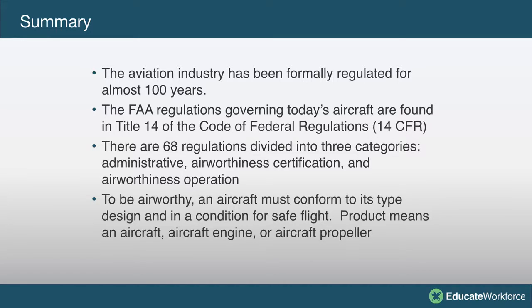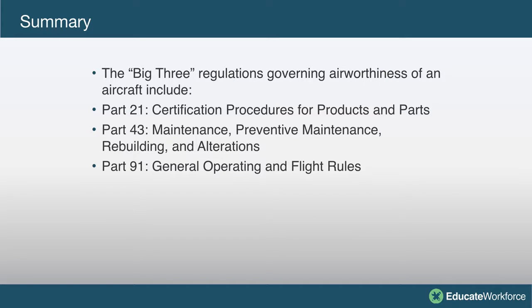We looked at some terms. To be airworthy, an aircraft must conform to its type design and be in a condition for safe flight. The product, on the other hand, refers to the aircraft, or the engine, or the aircraft propeller. The big three regulations governing airworthiness of an aircraft are going to include Part 21, the certification procedures for products and parts. Part 43, maintenance, preventative maintenance, rebuilding and alterations. And last but not least, Part 91, general operating and flight rules.